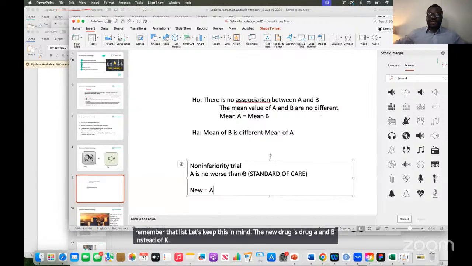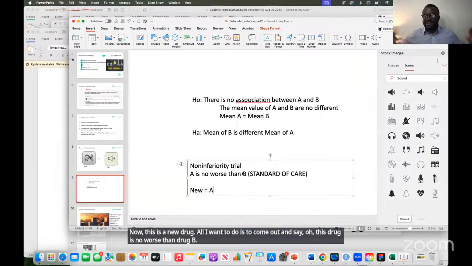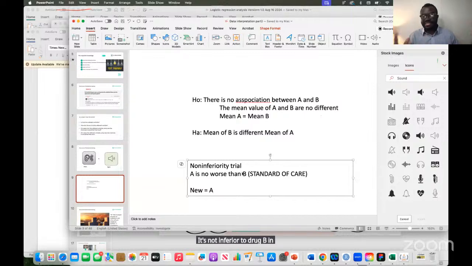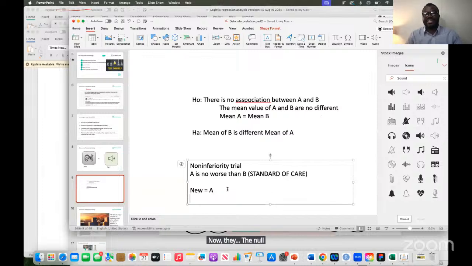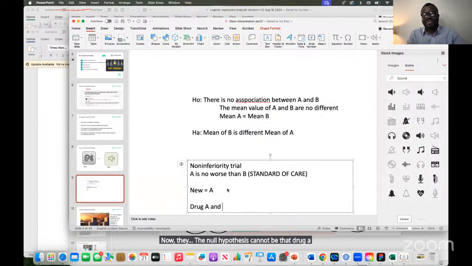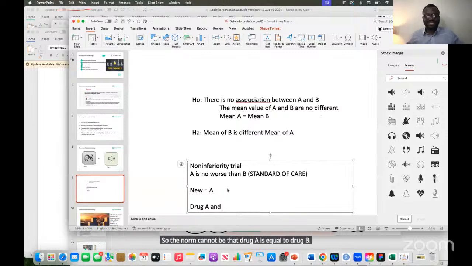Now, this is a new drug. All I want to do is to come out and say, our drug is no worse than drug B. It's not inferior to drug B in terms of this clinical outcome. But I still have to do research, right? I'm not trying to claim that it's better. It's just to say that it's no worse. Now, the null hypothesis cannot be that drug A and drug B are the same, because that's the very statement I want to prove. I want to prove that these two drugs are the same. So the null cannot be that drug A is equal to drug B, because think of that, right?